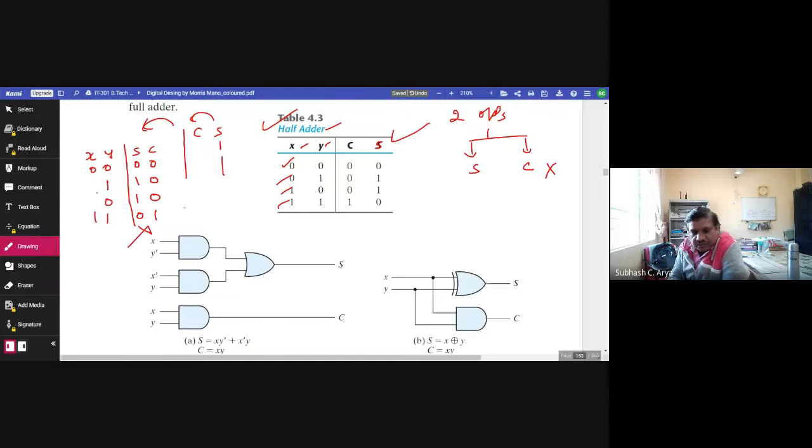But some of the books are following the other way. Anyway, the answer will be the same. So carry is 0 0 0 1 and sum is 0 1 1 0. Now write the expression of sum. Since this problem is very easy, we can directly write x bar y plus x y bar. And carry is x y.